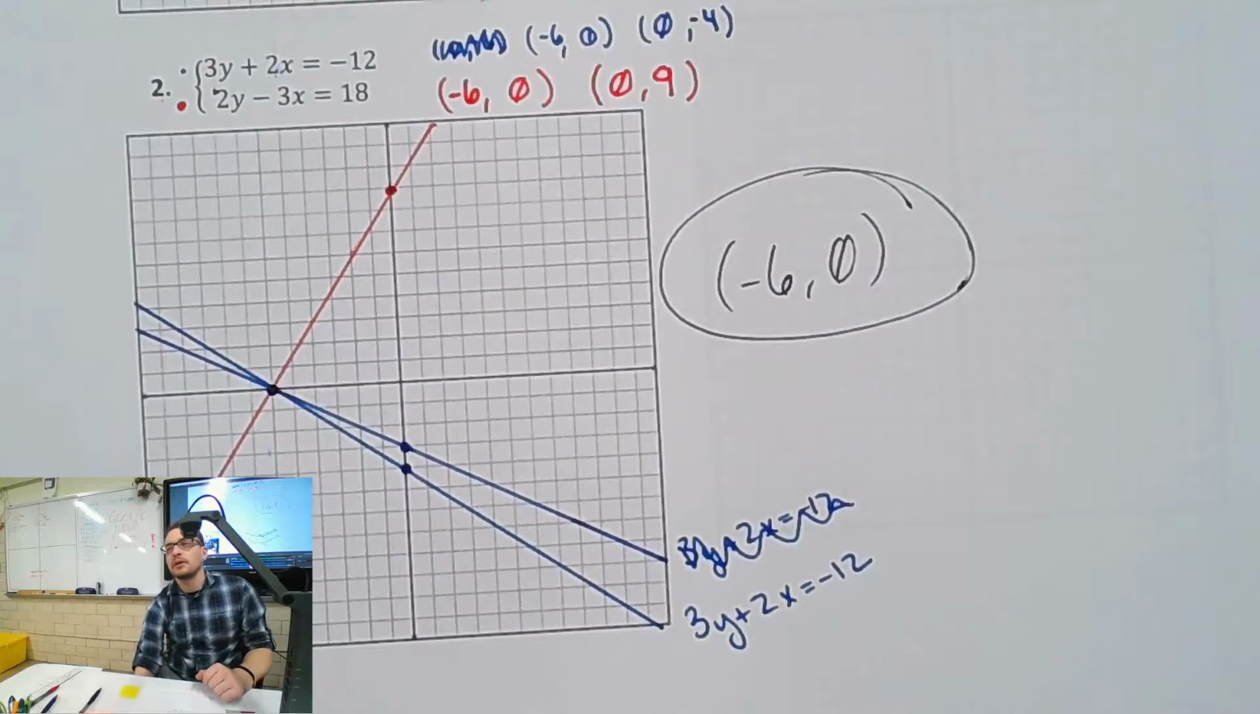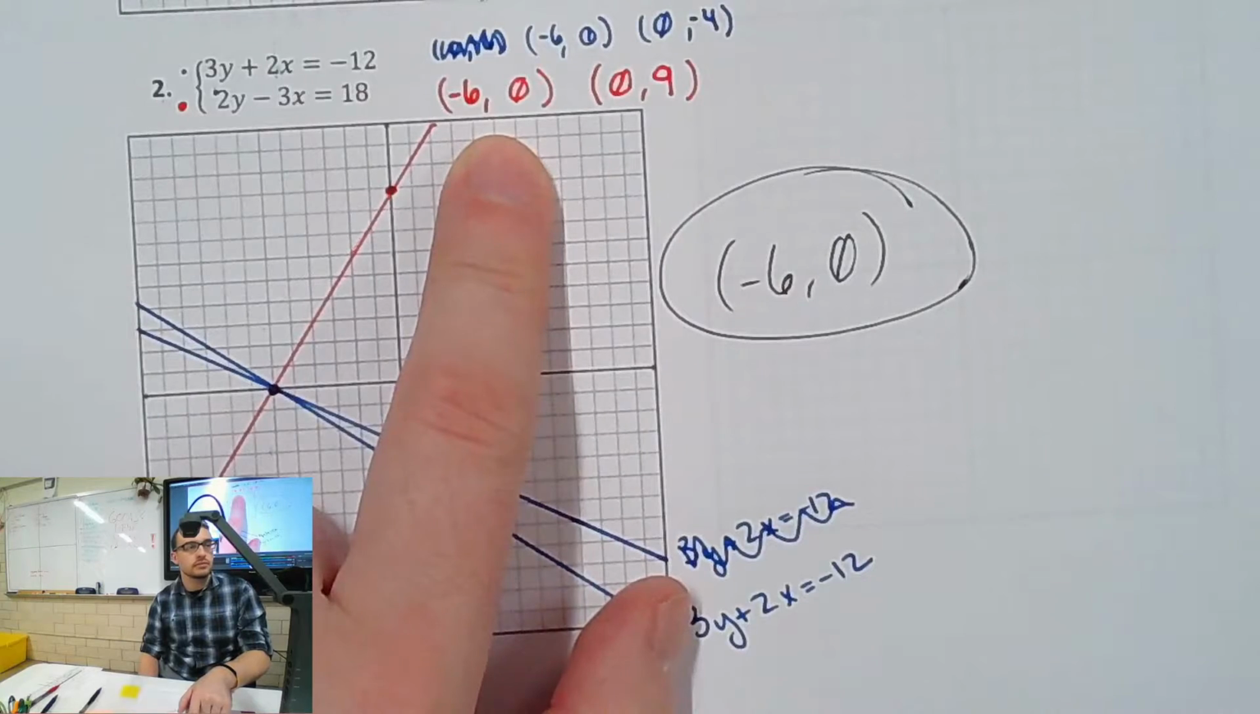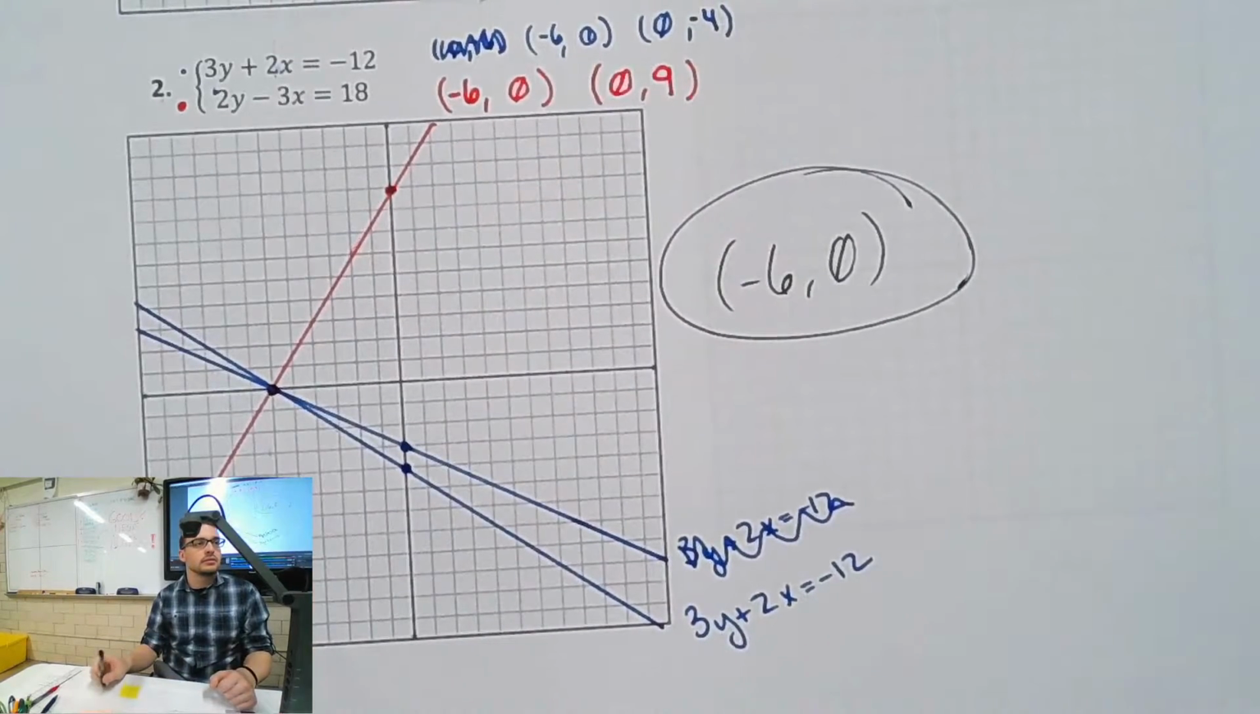Are you feeling a little bit better? No? Yeah. How'd you get the red number? This? That's the other equation.